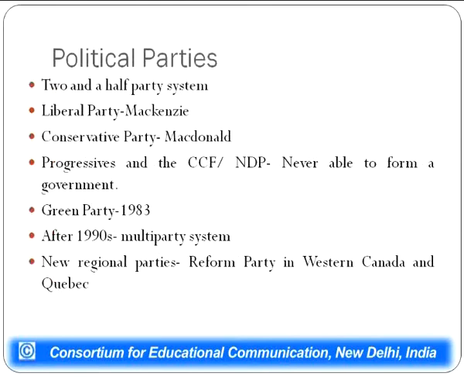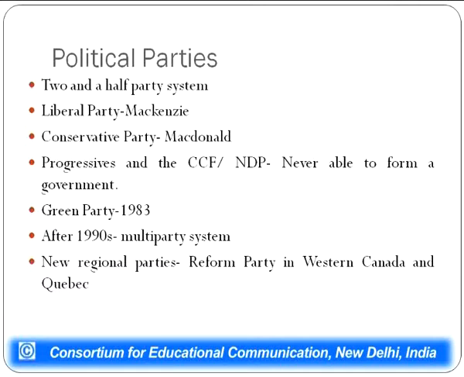Now, if you look at the political parties, we can call it a 2.5 party system. There is a Liberal Party, there is a Conservative Party, and in between we have some small parties which raise their heads nonetheless. So it would be a deviation from America's two-party system to a 2.5 party system in Canada. You have the Progressive and the CCF NDP. They have never been able to form a government, but they have registered their presence.